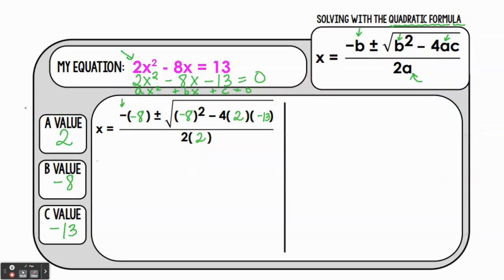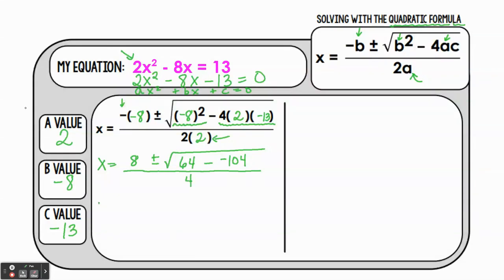I'm ready to start simplifying. Let me show you how I do that. I begin with this -8. So negative times a negative is a positive 8. Plus or minus. And then under the square root, I do two things. I begin by doing -8 to the second, which is 64. Then I keep the minus, and then I multiply all three of these together. So 4 times 2 gives me 8. 8 times -13 gives me -104. And then on the bottom, I go ahead and do the 2 times 2, which is 4.